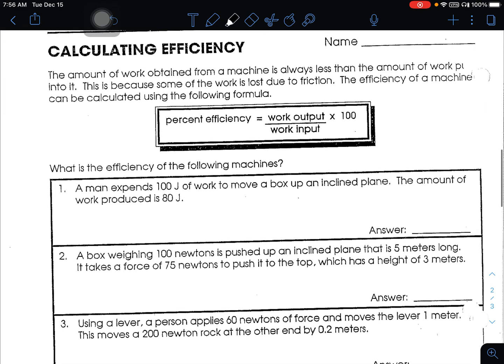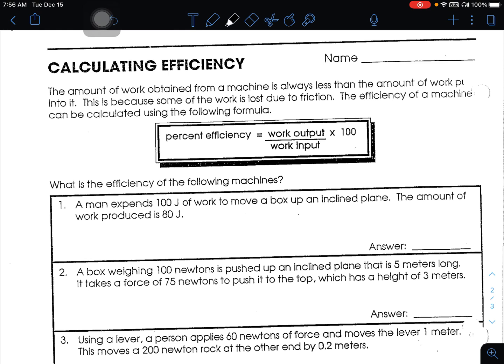This doesn't look good, right? This looks like problems. All right, we're going to do some of these mechanical efficiency problems. So let's start with reading right here, this paragraph. It says the amount of work obtained from a machine is always less than the amount of work put into it. This is because some of the work is lost due to friction. The efficiency of a machine can be calculated using the following formula.